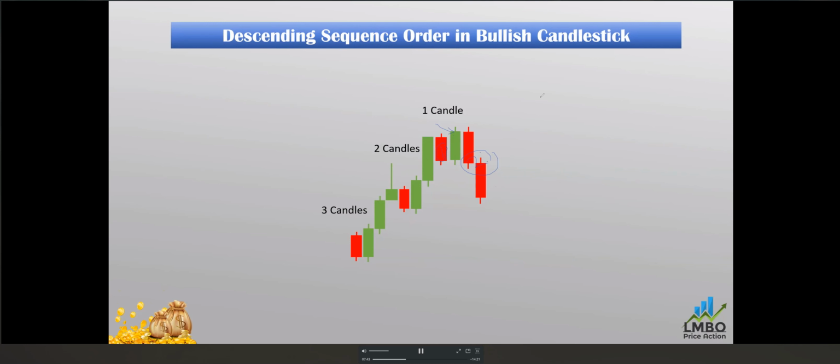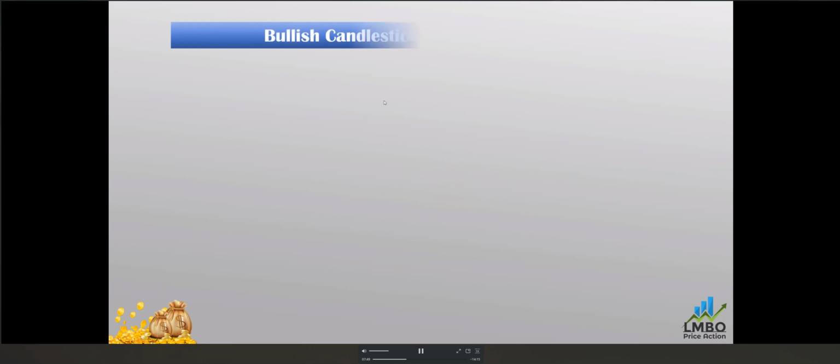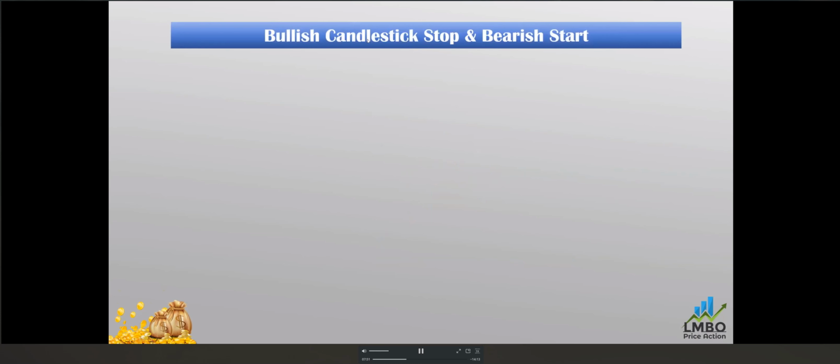And now on the next slide, we are focusing on the stop of the buyer and the stop of the seller. So on this slide, if you can just look, bullish candlestick stop and bearish candlestick start. So these two points are different. One party is stopped and another party is started.